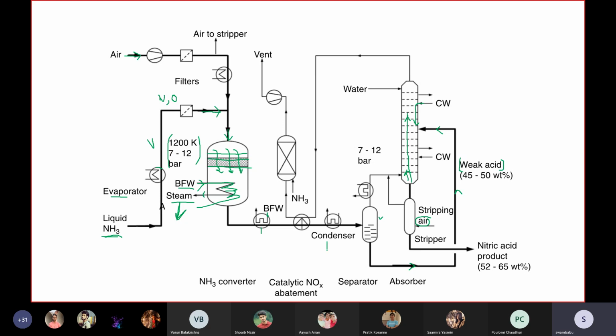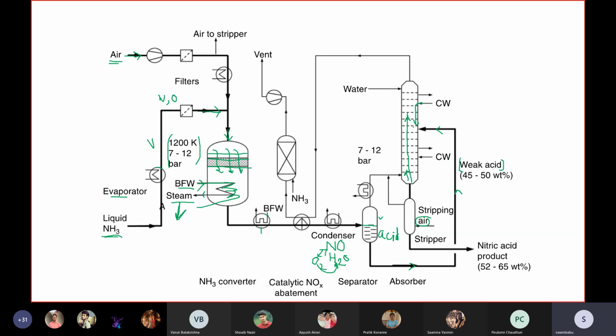Now you say, why is this weak acid formed? Because here we have NO and we have water. And since we are introducing air, some amount of oxygen is also present. This NO reacts with O2 and forms NO2. That NO2 reacts with water and forms HNO3. But that content will be very less. That's why when you condense it, you will have some acid, and gases will be there. So you will have a weak acid, and gases.